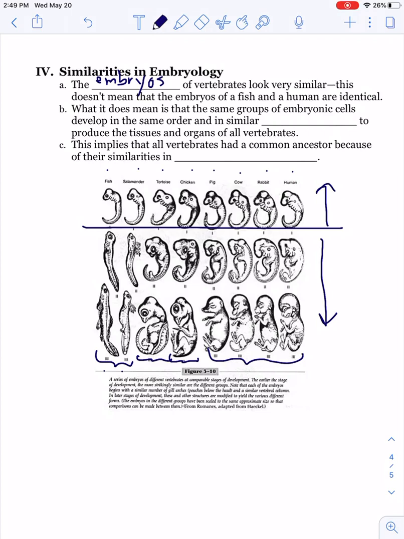But what this is telling us is that the same groups of embryonic cells develop in the same order and in a similar pattern to produce the tissues and organs of all vertebrates. So these tissue development patterns are similar, and that implies that all vertebrates have a common ancestor because of their similarities in development.